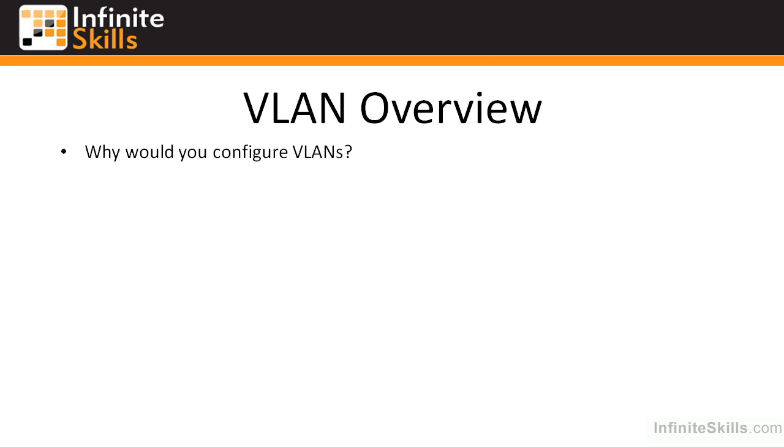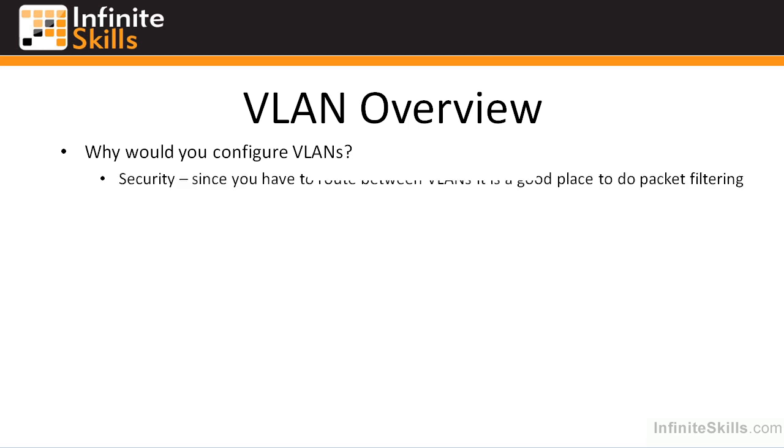Why wouldn't I just drop everything into one big happy network and let everybody talk to everybody else freely and openly? Well, the first reason you might want to configure VLANs is security. Since you have to route between VLANs, it's a good place to do packet filtering. If you have a router there, you can configure it as a firewall and only allow certain traffic through based upon the access list that you configure in that router.